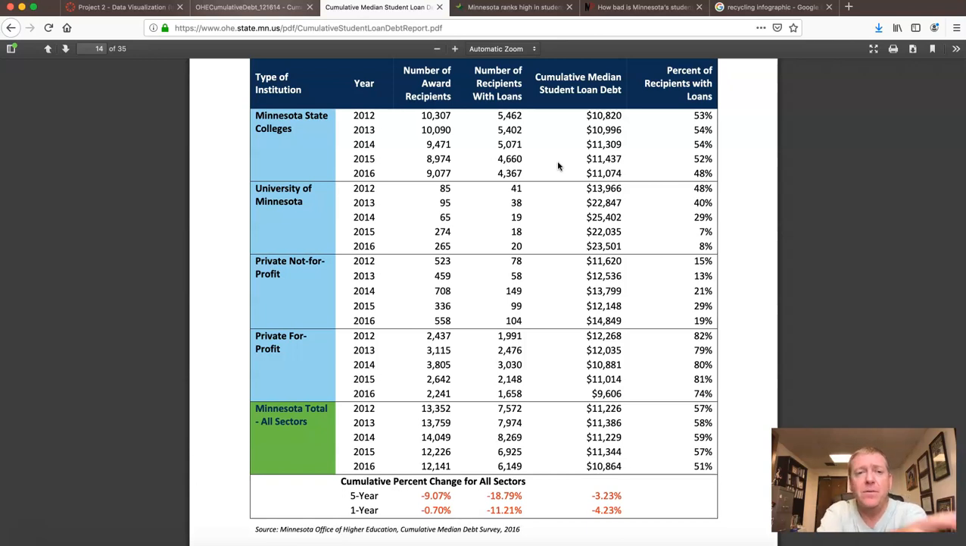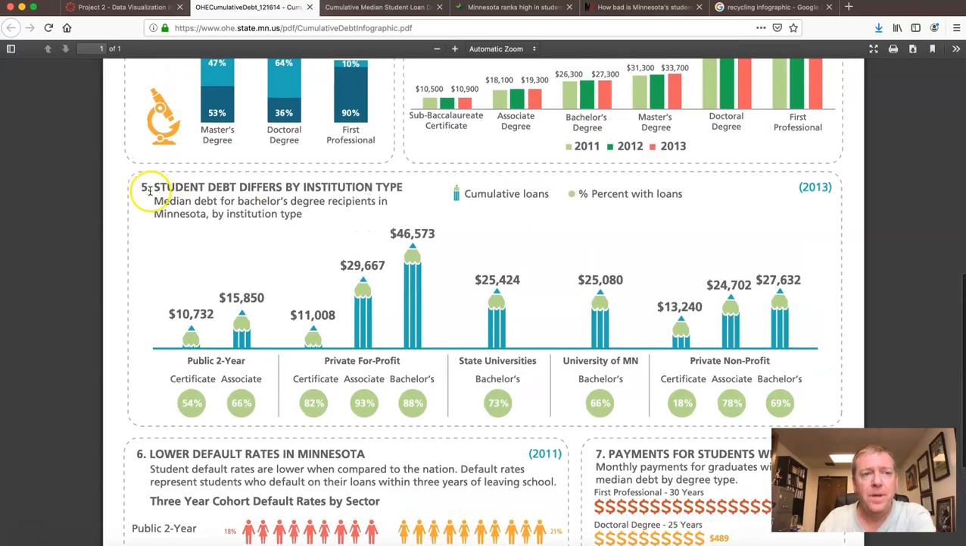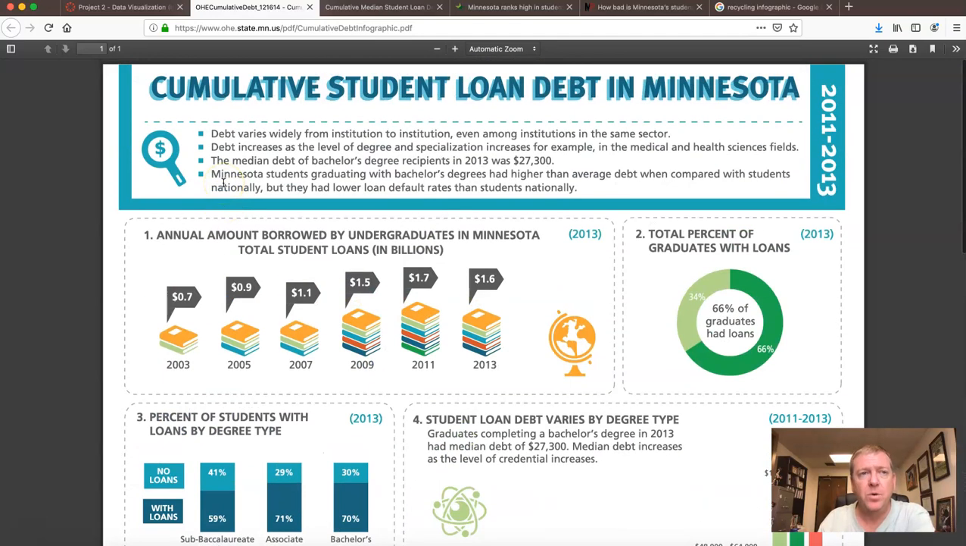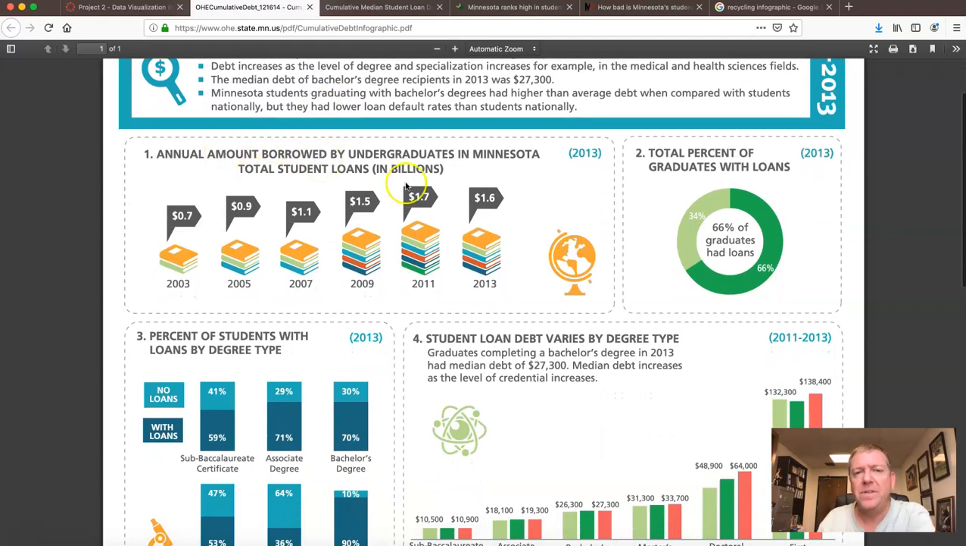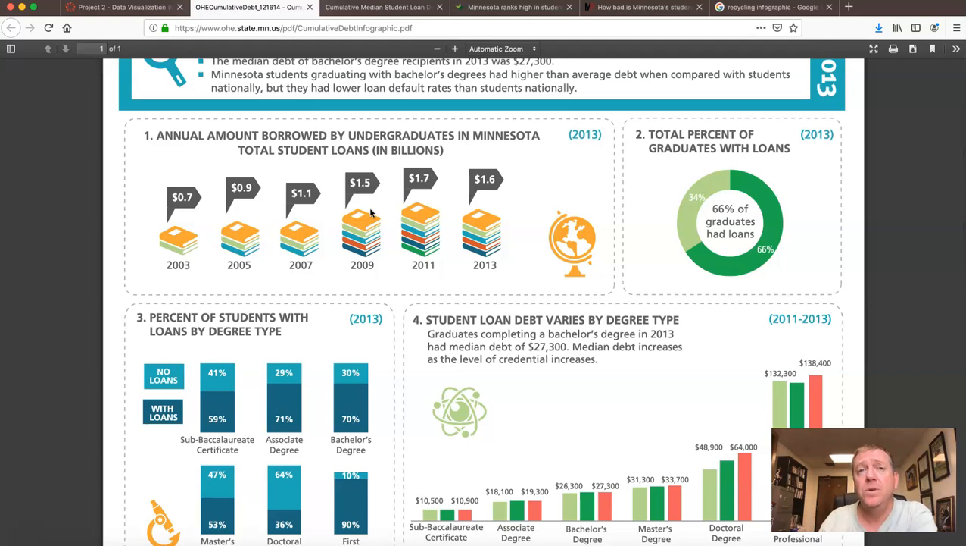They make this information a lot more reasonable, a lot easier to find, and they also give us some type of symbolic meaning. So here we have an infographic, also by the state of Minnesota, that displays essentially the same information. In number 5 here, let me scroll up, this is cumulative student loan debt in Minnesota. A little bit of information here for kind of a key or a legend. And then you have these different sets of data points that they want to highlight.